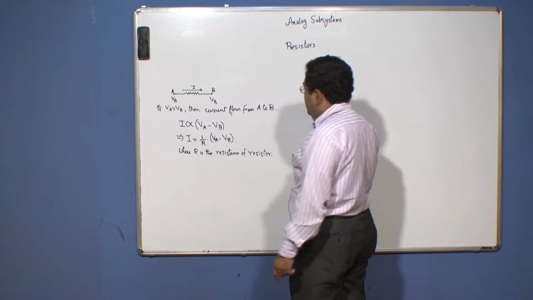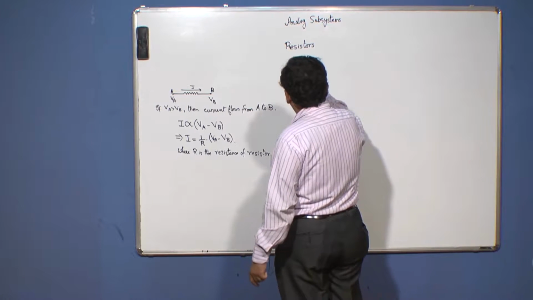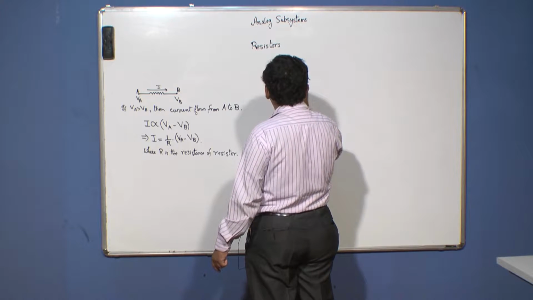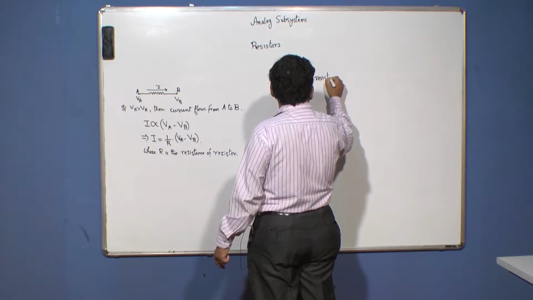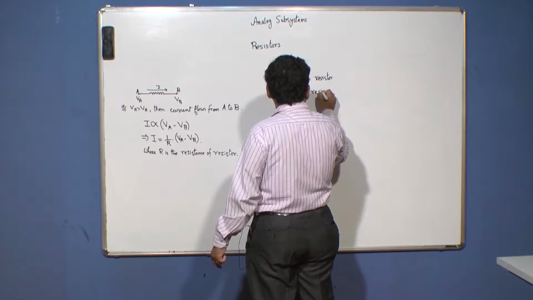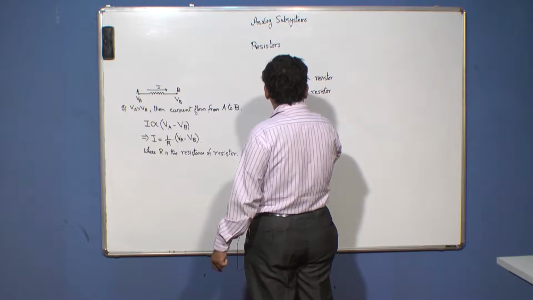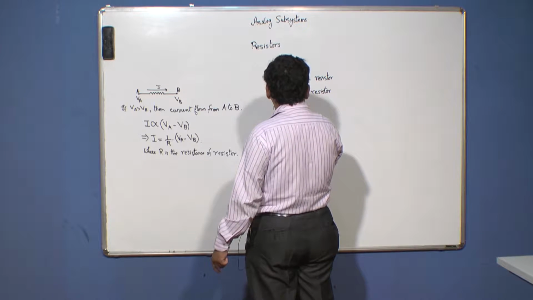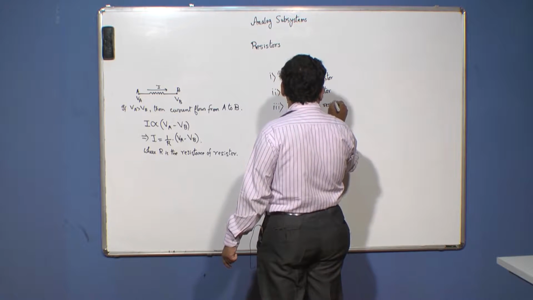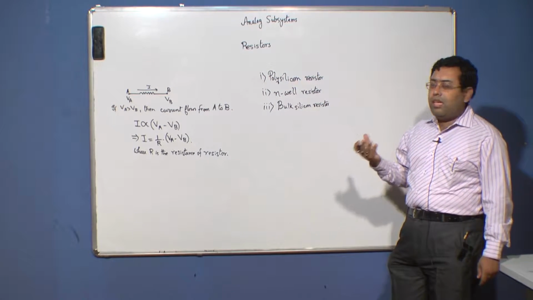Now, there are various ways by which we obtain this resistance. You can have a polysilicon resistor. You can have an N-well resistor. You can have a bulk silicon resistor. So, there are n number of options by which we can realize passive resistance on a silicon wafer.